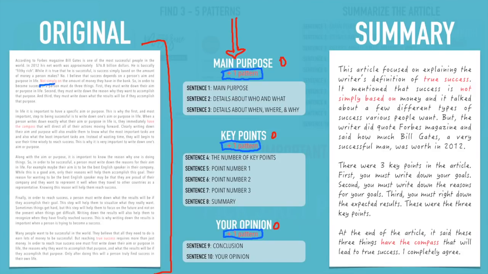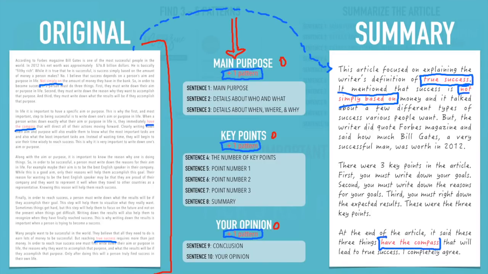Now it's very tiny, but I still will underline. This is 1 pattern. It says not simply on. It means not only or not just one. Then we have the compass. Remember, a compass is used for direction, okay? And then we have true success. So I'm going to take these patterns and apply them to my summary over here. And we see true success, not simply based on, and also have the compass. So let's look at my summary real quick.